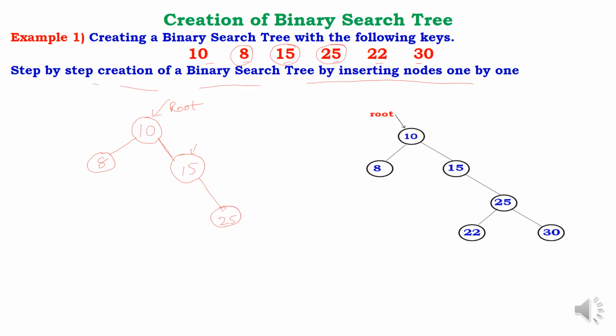Then add 22. To add 22, again start comparing with the root node.